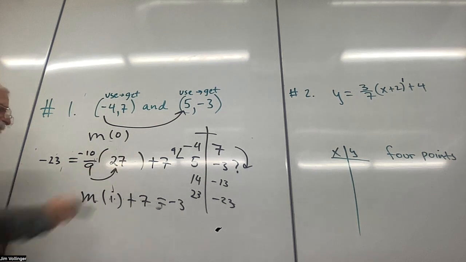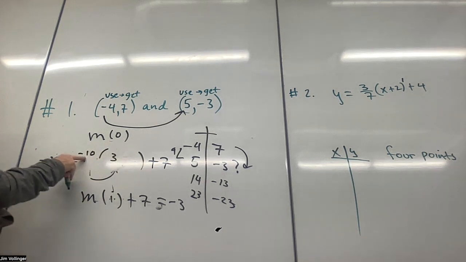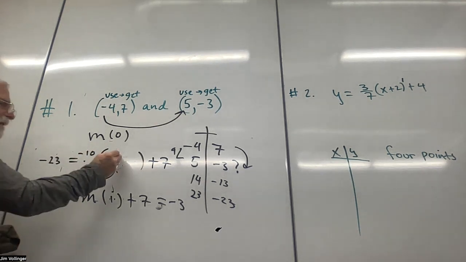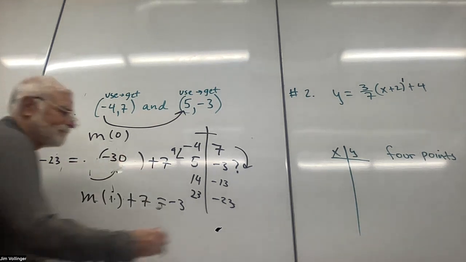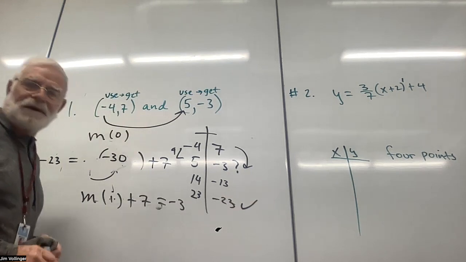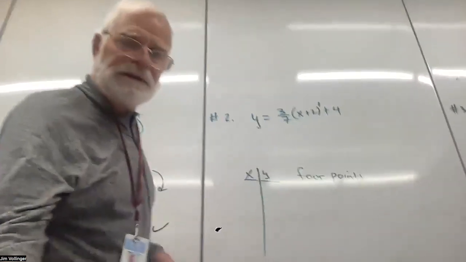I think 9 goes into 27 nicely. I think it goes 3 times. And I know what 3 times -10 is. It's -30. -30 plus 7. My God, I can get some numbers quickly. All right, so can we name 4 points?